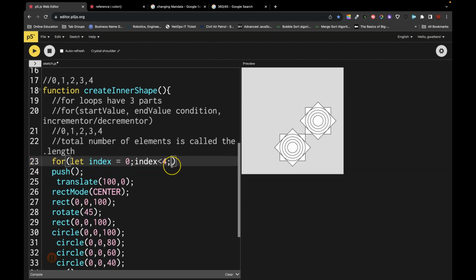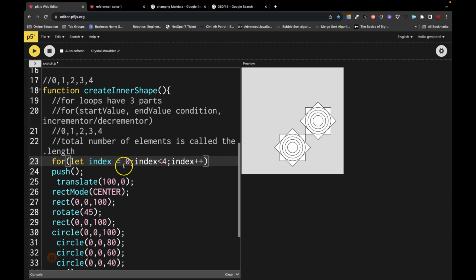So usually we have it increasing up by 1 or decreasing by 1. You could do it by even numbers depending on what you want, or odd numbers. That's like a whole other subject. All right, so we could write this.